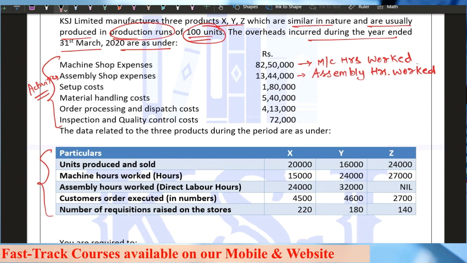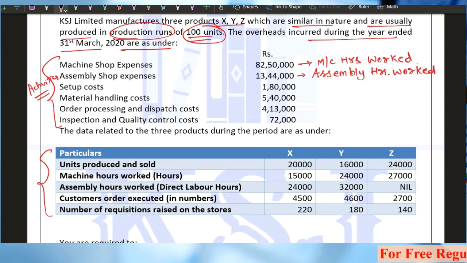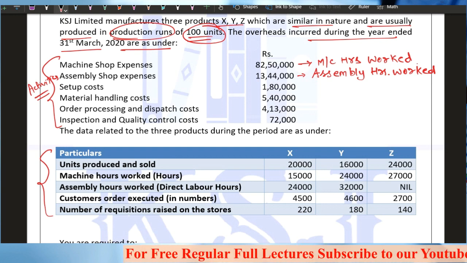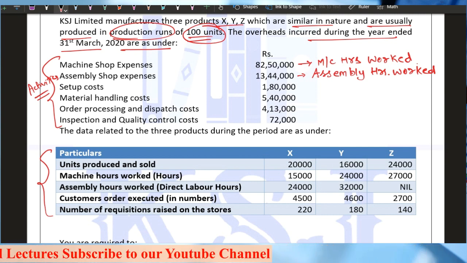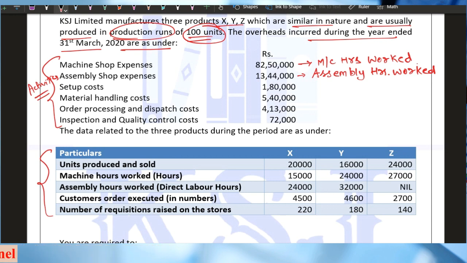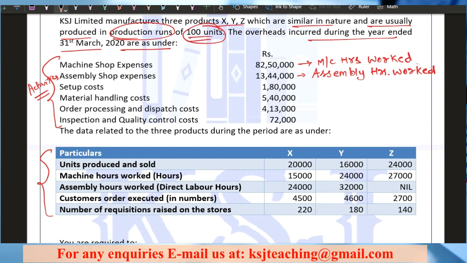Sir, setup cost. What is setup cost? Setup cost is setting up of the machinery, setting up of the tools, equipment and all those things, getting the things ready for production. The options are units produced and sold, machine hours, assembly hours, customer orders executed, number of requisitions raised on the stores. Tell me now, setup cost. There is no cost driver given for the setup cost. We can't take it on the units produced and sold, not on the machine hours, not on the assembly hours, not on customer orders executed, not on number of requisitions. Then how to divide the setup cost?